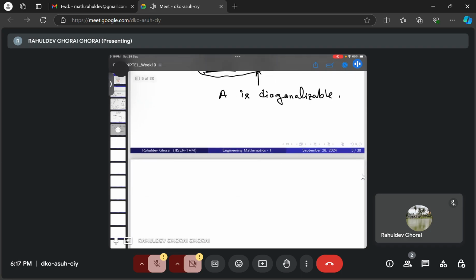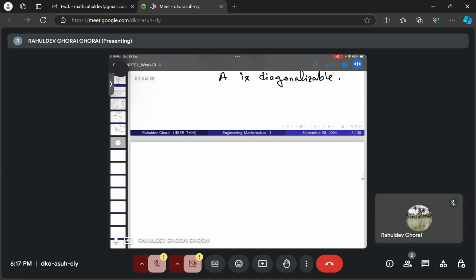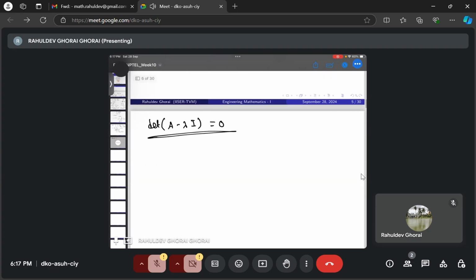And we say the characteristic equation of a matrix is the determinant of A minus lambda I equal to 0. You will see it will be a polynomial in lambda, like we saw. This is called the characteristic equation of the matrix A. So if A is an n by n matrix, then we will have n values of lambda.